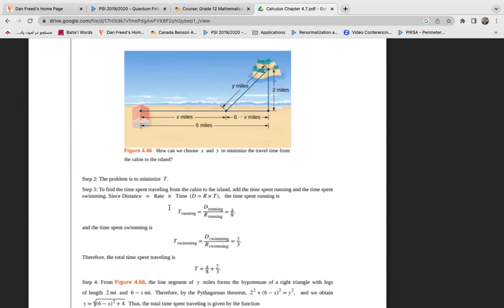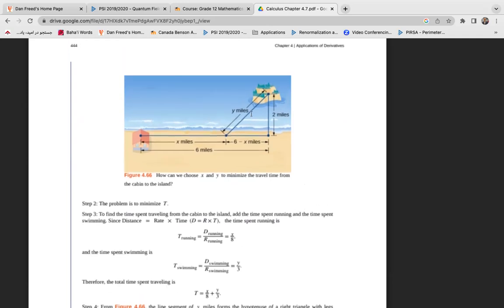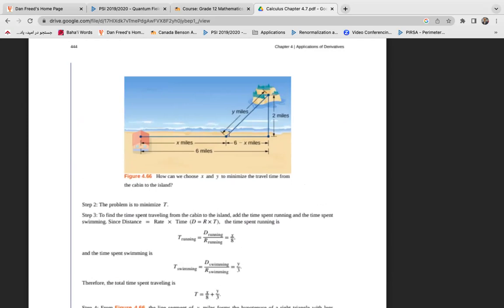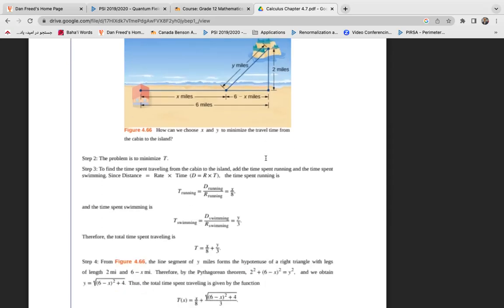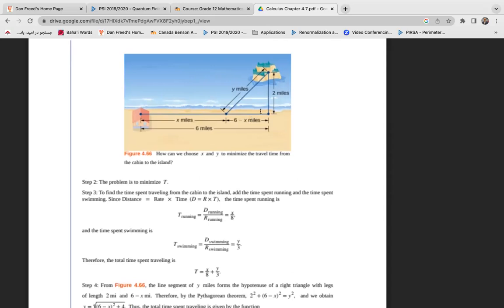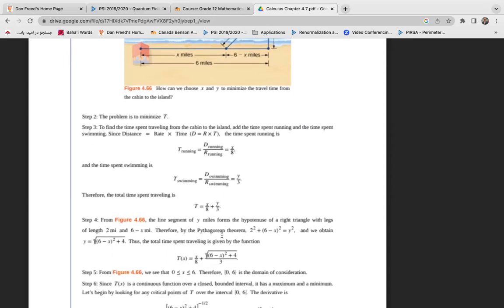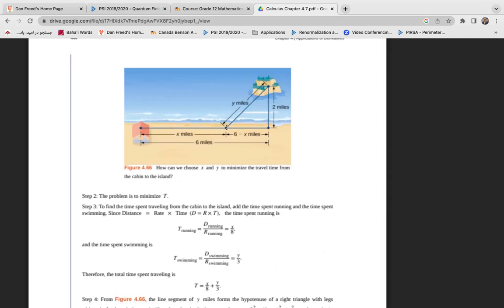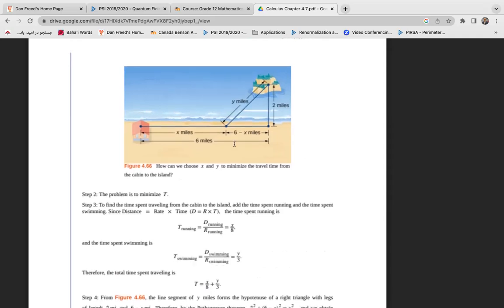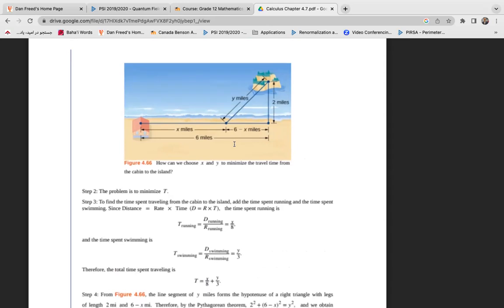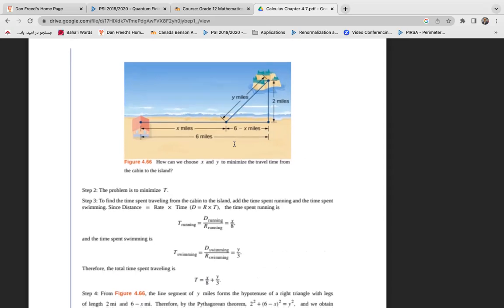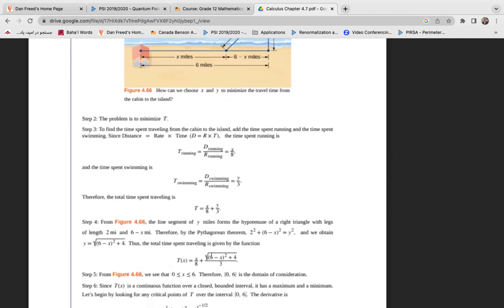And the time for swimming, what is the time for swimming? You have to compute the distance that you swim. If you use the Pythagorean theorem, it would be the square root of (6 minus x) squared plus 4. I mean, here the value of y in this picture is the square root of (6 minus x) squared plus 4. Is that clear?